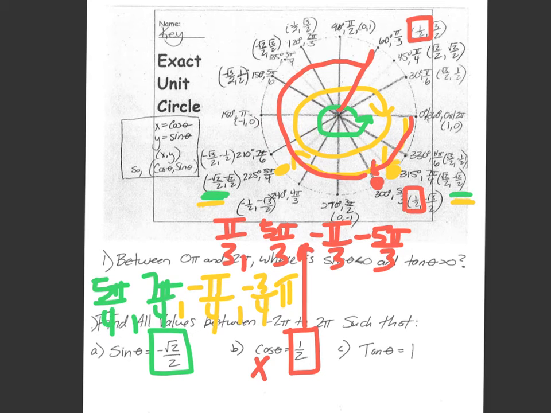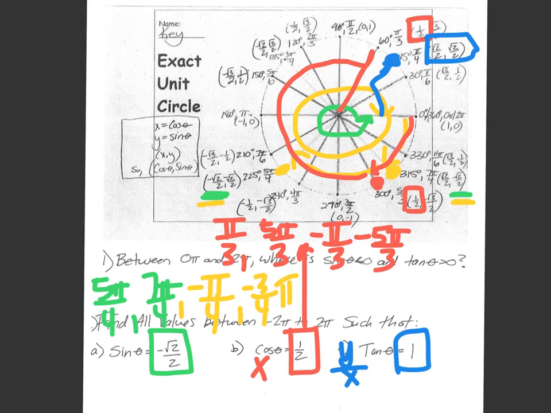The last one here wants to know where our tangent is equal to 1. Tangent, remember, is our slope, so that is where y over x equals 1, or our sine over our cosine. As I travel around the circle, going from 0 to 2 pi, I'm going to see where the tangent is the number 1. Taking sine over cosine, as we rotate around, the first time it happens is right here: square root of 2 over 2 divided by square root of 2 over 2.